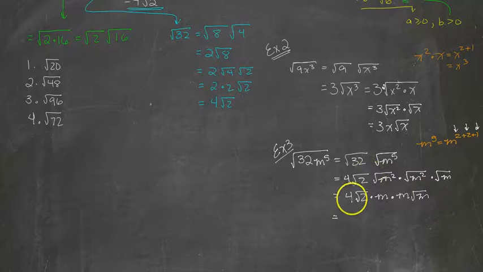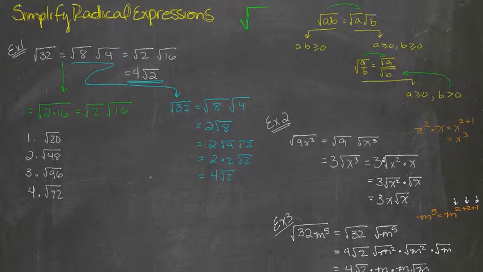We're going to bring all of our 4m, which would be 4m squared. And then I'm left with a root 2 and a root m. And it's customary to put those together under the same radical. So what did I just do there? Well, I worked backward from what we've already done.